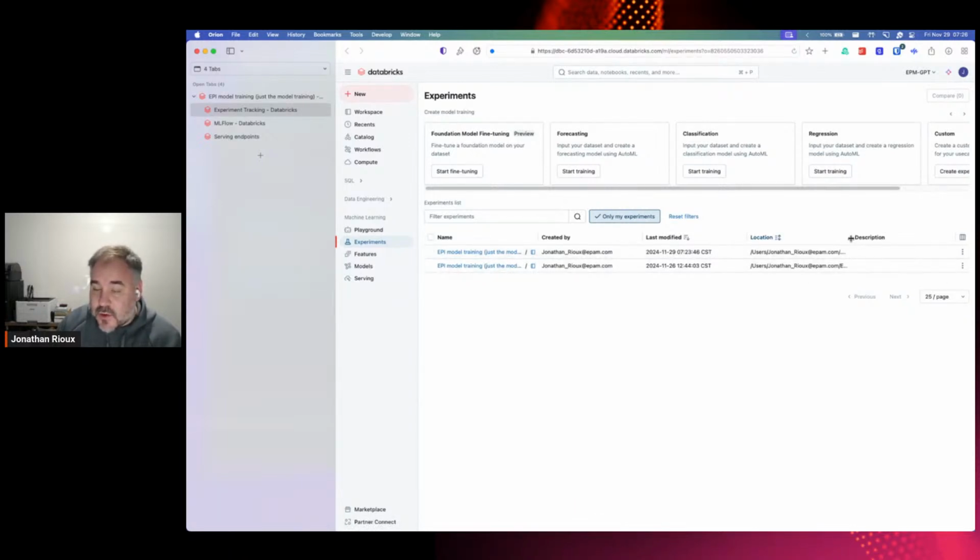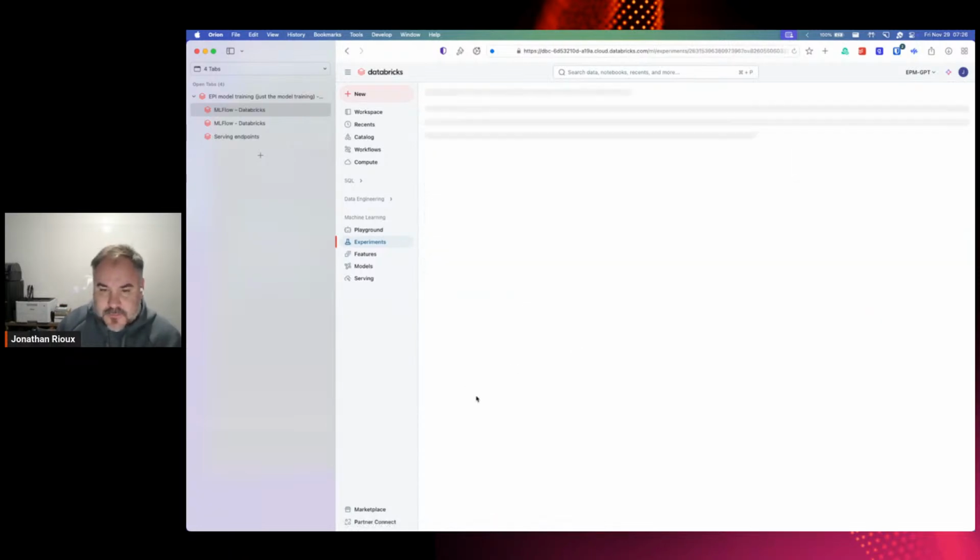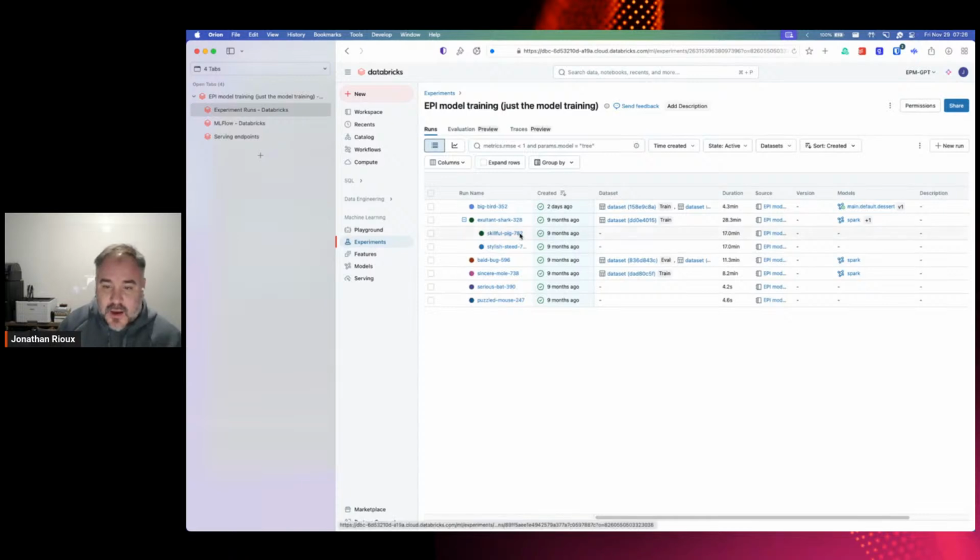So you're going to see the location of the file is going to be different. Databricks tracks experiments based on the file that has created the training. So we are going to look at this one. And today, the experimentation, you can see I've done a number of experimentations. Some of them have failed. You see there's no models that have been compiled. This one is the one that we are going to be looking at.